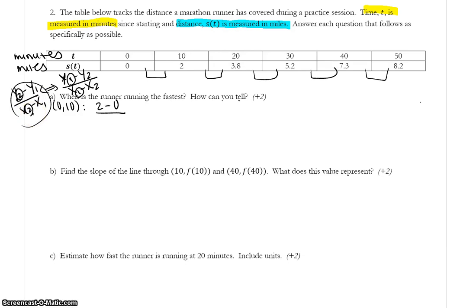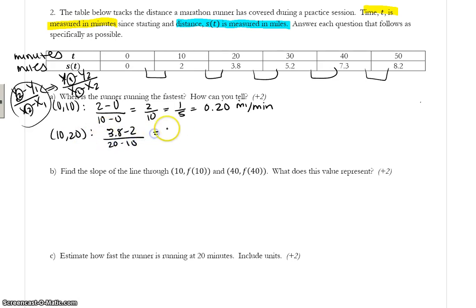So from 0 to 10, 2 minus 0 over 10 minus 0, which gives us 2 over 10, which is 1/5, which is 0.20 miles per minute. So then from 10 to 20, you have 3.8 minus 2 over 20 minus 10, which gives you 1.8 over 10, which gives you 0.18 miles per minute. And then 20 to 30. So far, this is our fastest one, right?